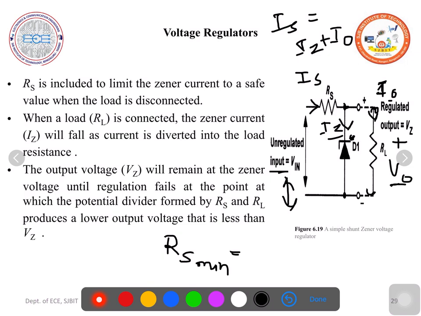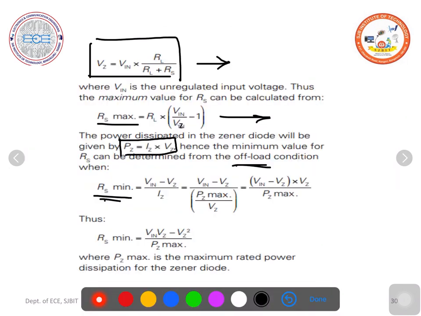Remember Ohm's law, R is equal to V by I. What is V? Here the potential at this point is Vin, and the potential at this point is Vz. So the potential difference is Vin minus Vz, divided by the current flowing through that network, Iz. So Rs minimum is equal to (Vin minus Vz) by Iz. Iz can be written as Pz by Vz.